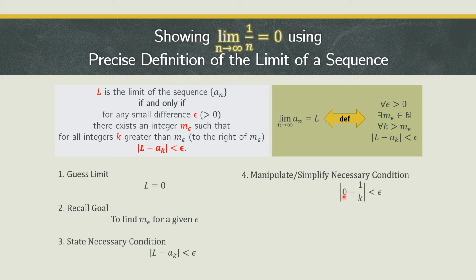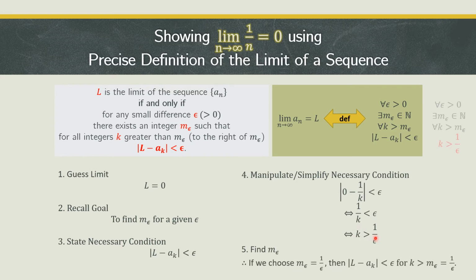So first we replace L with our guess, which is 0. We replace a sub k with our term here, 1 over k, and that's less than epsilon. And then we do a bit of manipulation, and we obtain this. What this means is that this expression here is equivalent to this. So we can actually replace this with this. And so our statement now becomes like this.